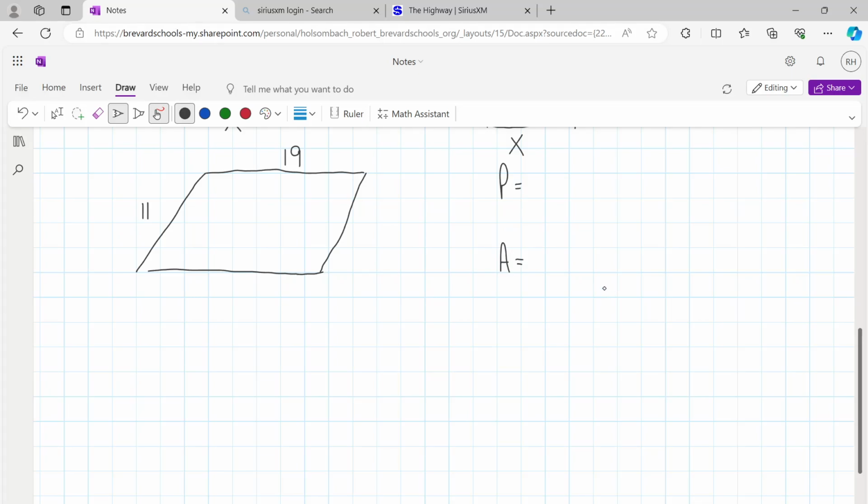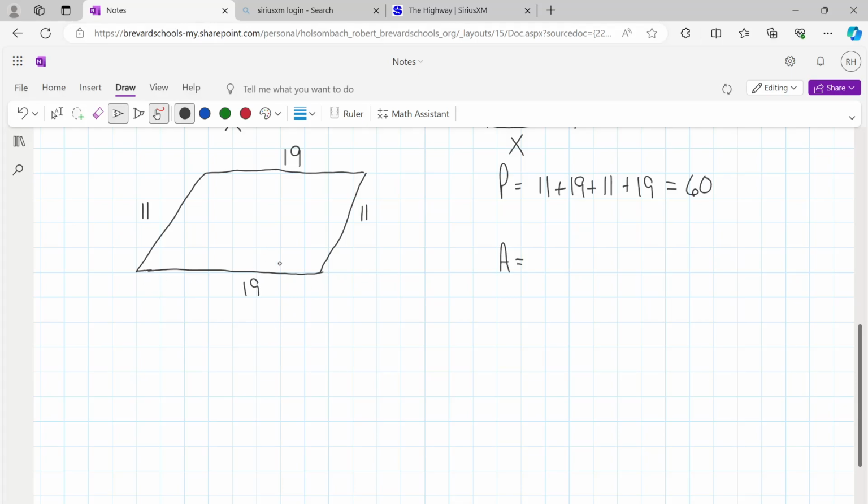Well, in a parallelogram, if the top's 19, then the bottom's 19. If the left side is 11, then the right side is 11. The perimeter is equal to the sum of the sides. So we've got 11 plus 19 plus 11 plus 19, and that's equal to 60.